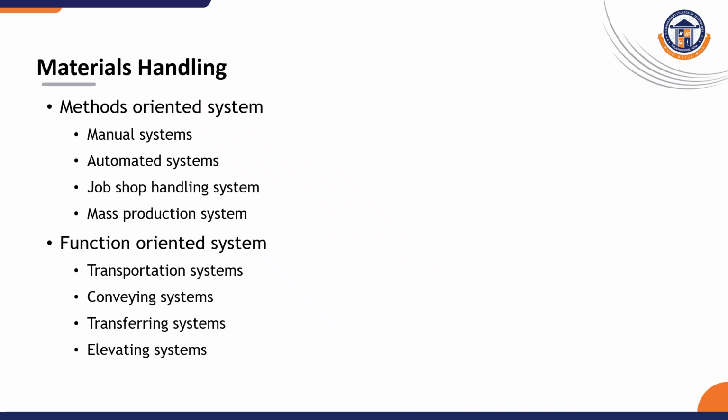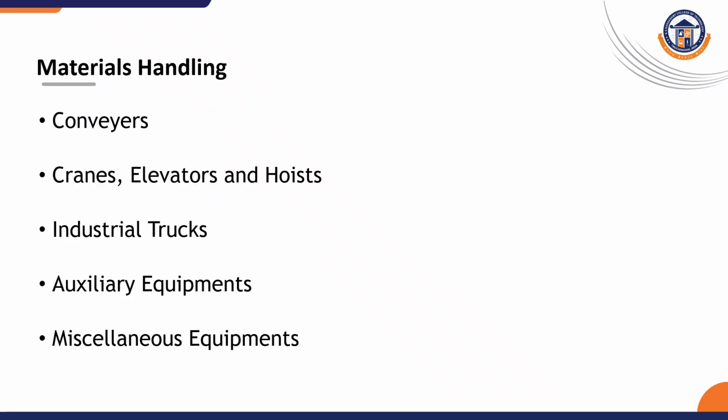Then there is a method oriented system: manual system, automated system, job shop handling system, mass production system. So these are the method oriented systems. Then function oriented system is transportation, conveying, transferring, and elevating. So these are the systems.